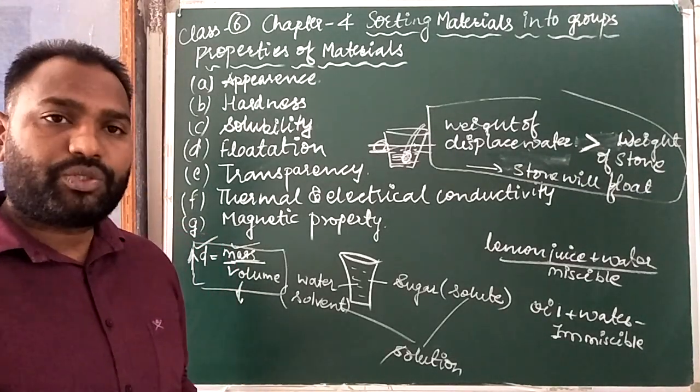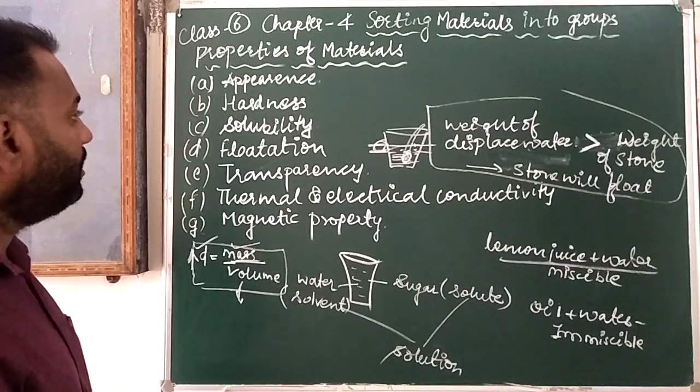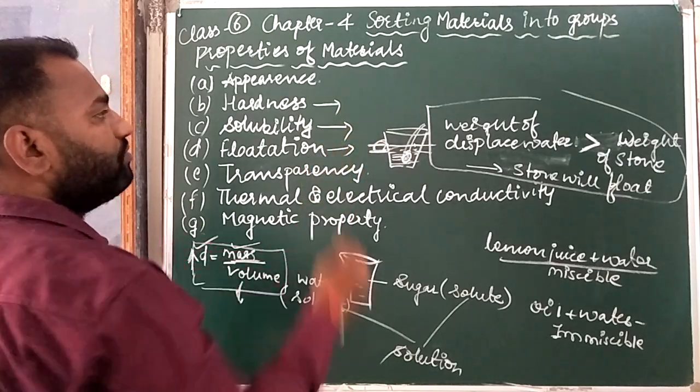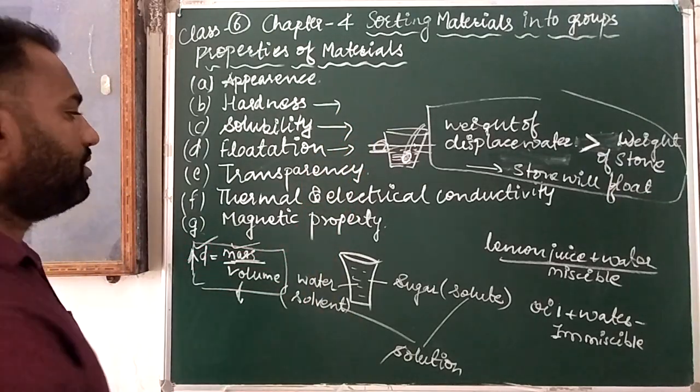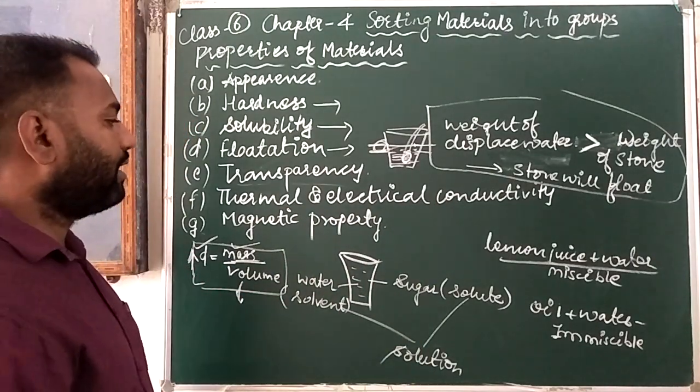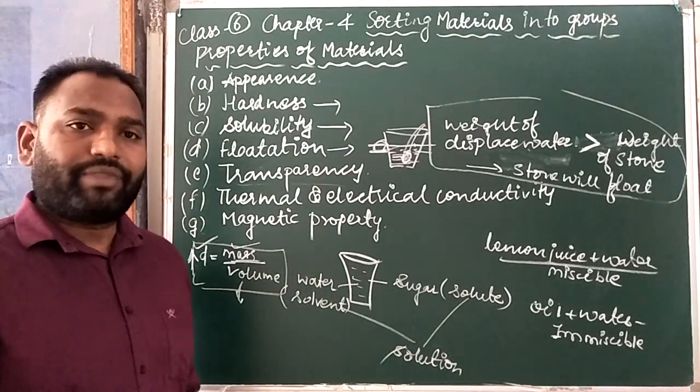I hope you understood these things. We have to finish this. Three properties we have to see today, and these three properties, transparency, thermal and electrical conductivity, and magnetic property, we will see in our next class.